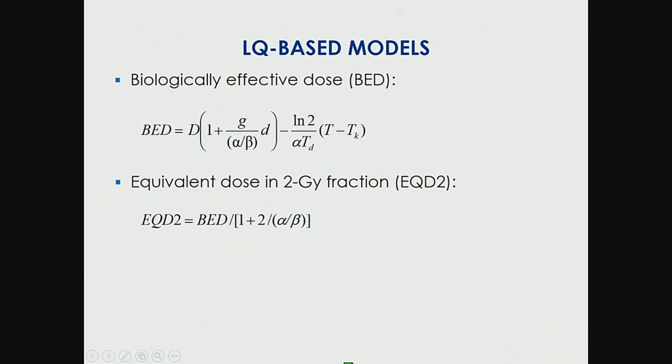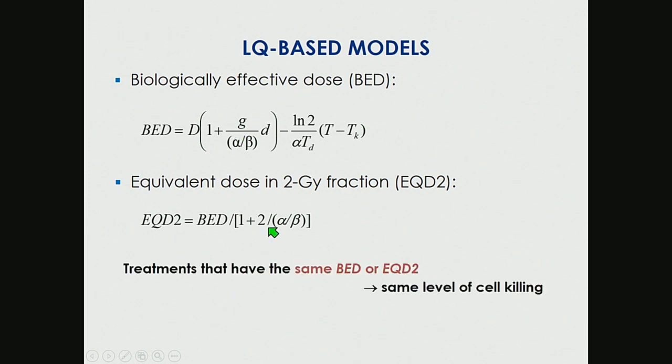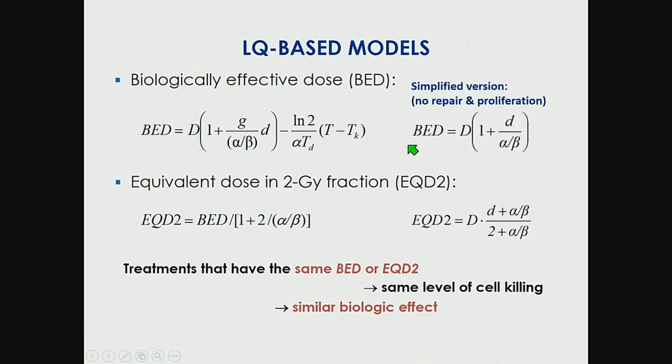So just to remind you, the corresponding BED and EQD2 formalism for HDR brachytherapy looks like this. With these two, we can compare the relative effectiveness of different treatment fractionation schedules, and also try to derive iso-effective treatments. Typically, these are the models that are used.